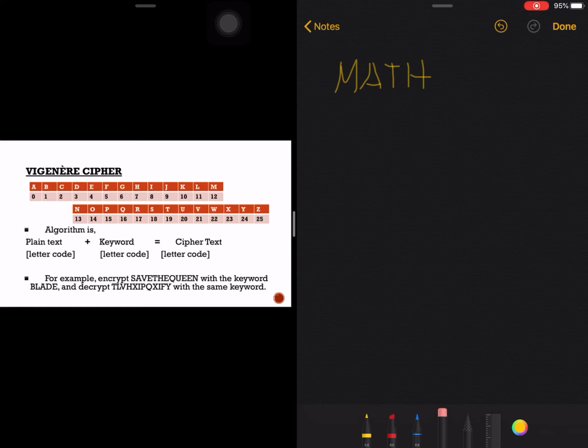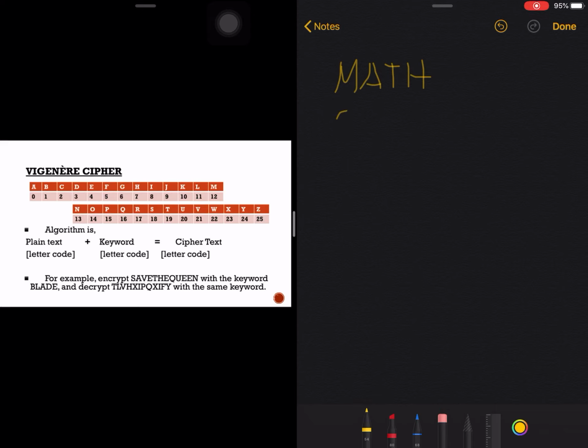we have this method just in case you have more. Of course, you can't have more letters in the keyword than the plain text. It should be that the plain text will have more letters than the keyword. So if you have the plain text math, you may have a keyword of, say, 1.